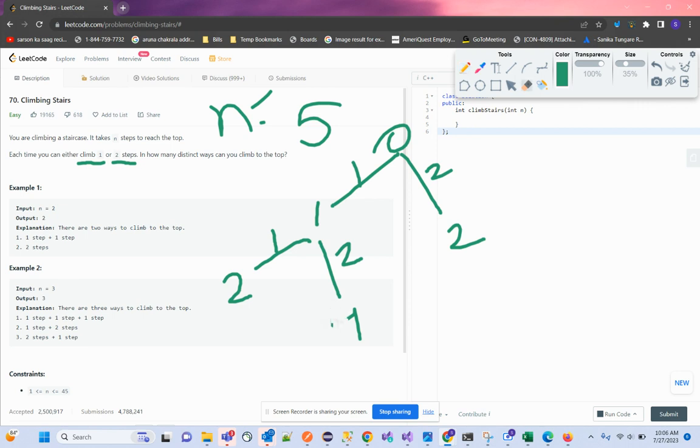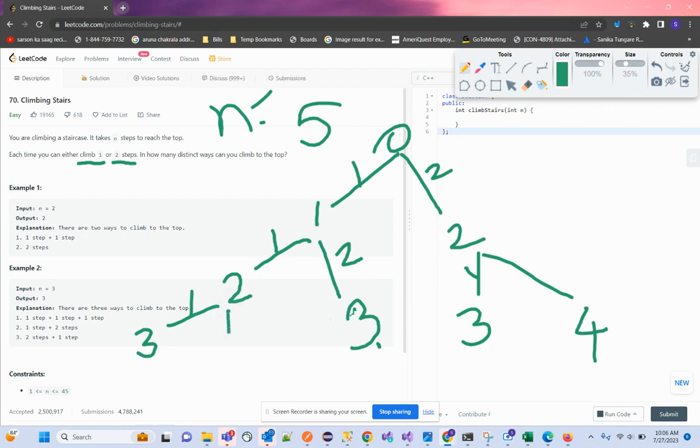Sorry, not 4. We are taking 2 steps, so we are reaching the third step. Now what over here? You are again taking 1 step, so you are reaching 3, and again taking 2 steps, so you will reach 4. Again, coming here taking 1 step, that is 3, taking 2 steps, that is 4. Again here you take 1 step, reaching 4, and 2 steps, you reach 5.